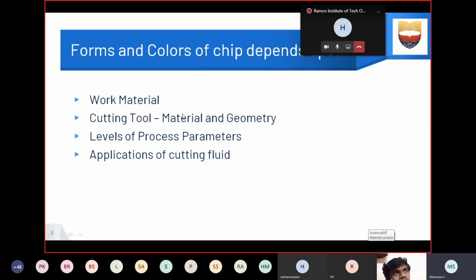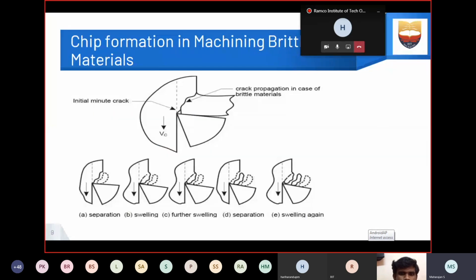Next, we are going to see the three different types of cutting chips: continuous chips, discontinuous chips, and segmented chips. What is meant by continuous chips? What kind of properties affect continuous, discontinuous, or serrated chips and built-up edge formation? How can we classify them? It is based on the work material, the cutting tool, the process parameters we use, and the application of cutting fluid. Everything determines the forms and colors of the chips.